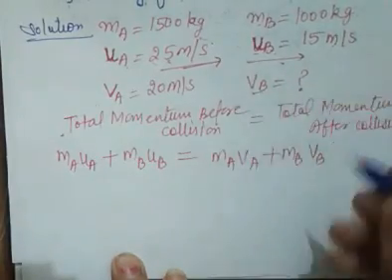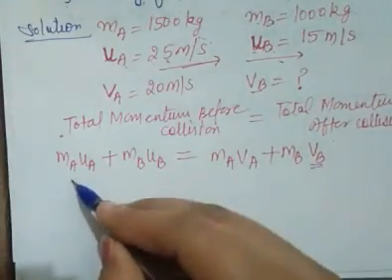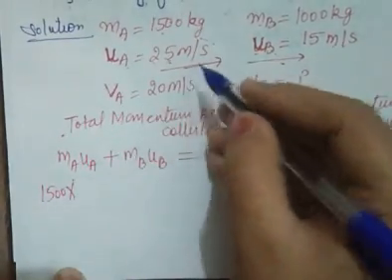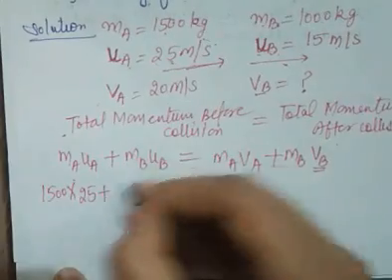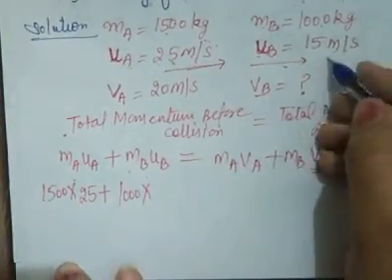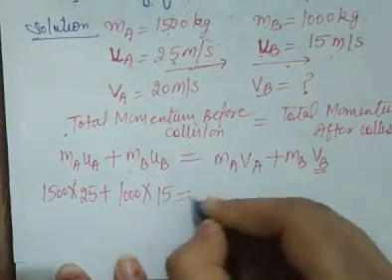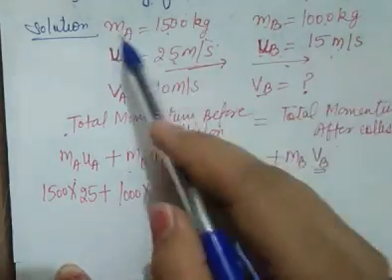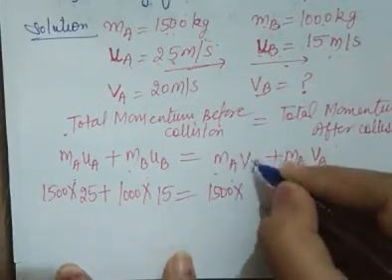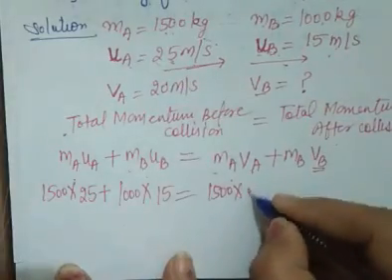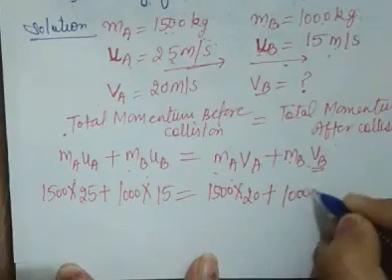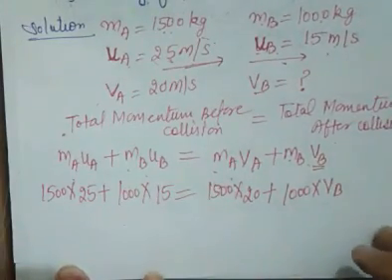What we have to find out? Only vb. What is ma? That is 1500. What is ua? 25. What is mb? mb is 1000. What is ub? That is 15. ma, again ma, that is 1500. va, final velocity 20 meter per second. mb is 1000. vb is to be found out.